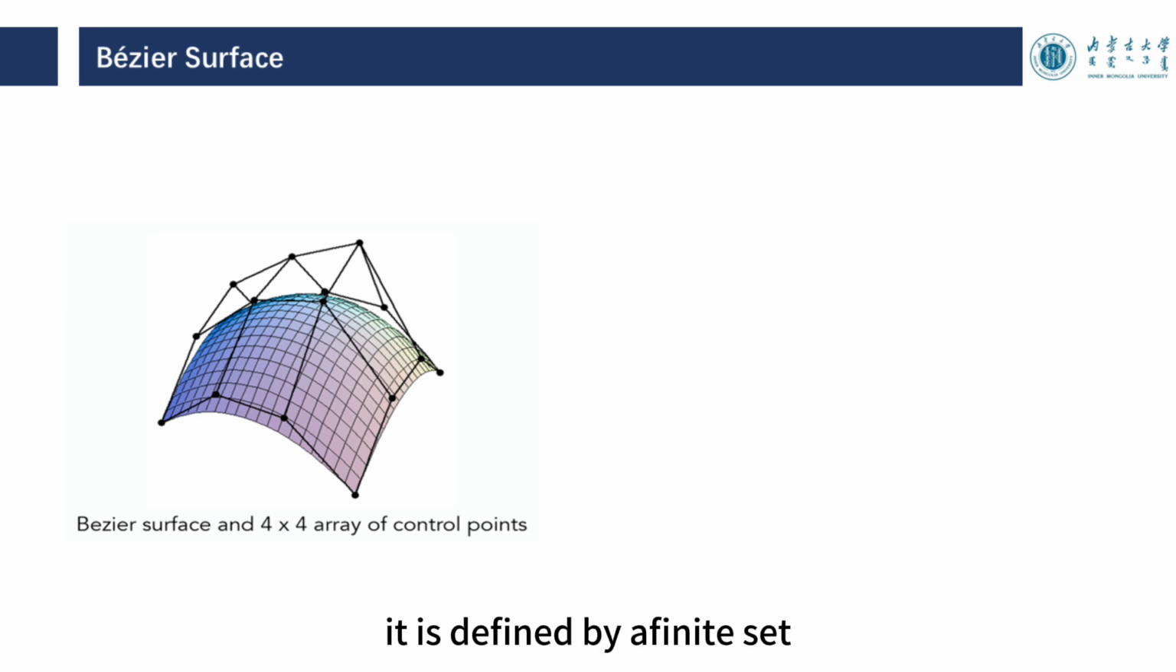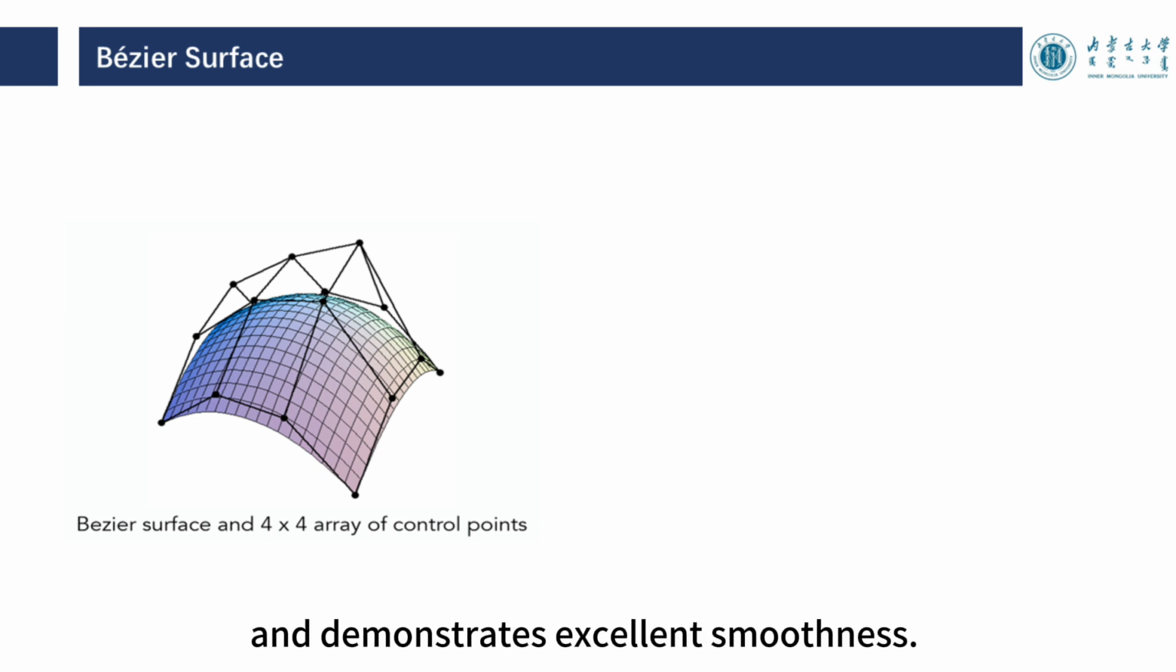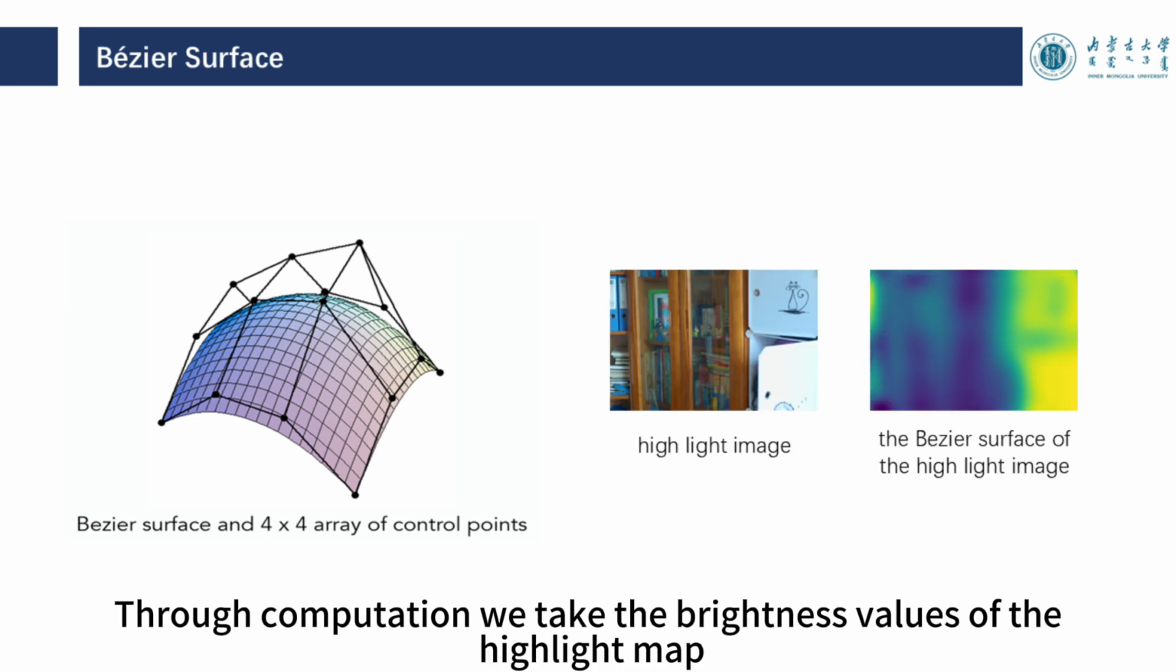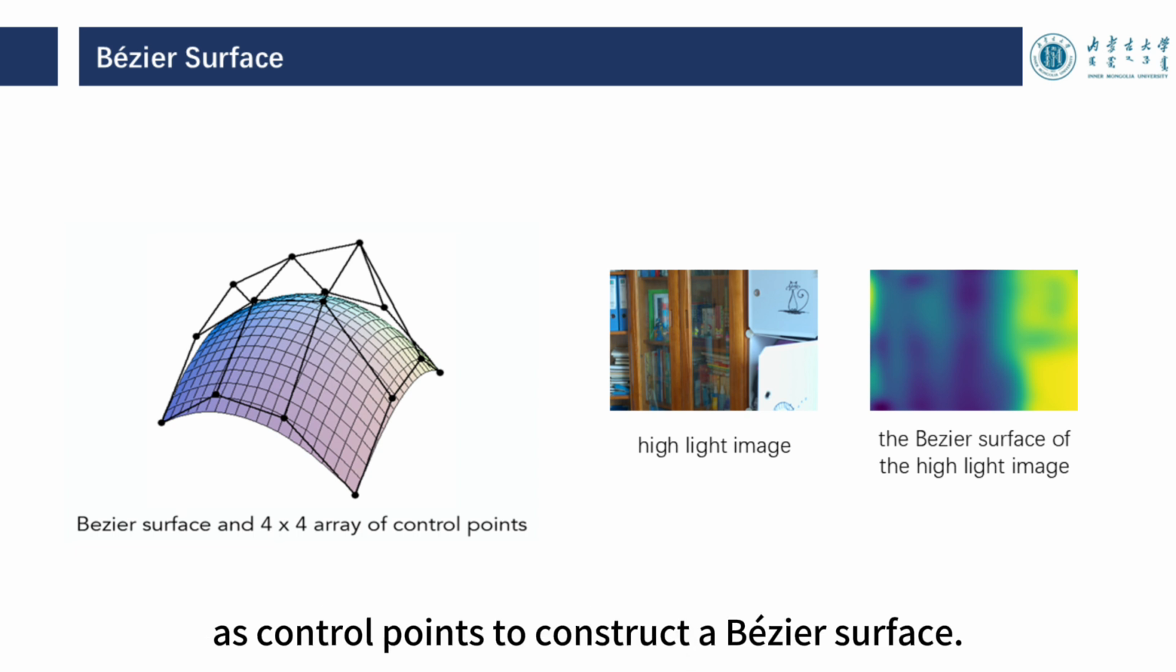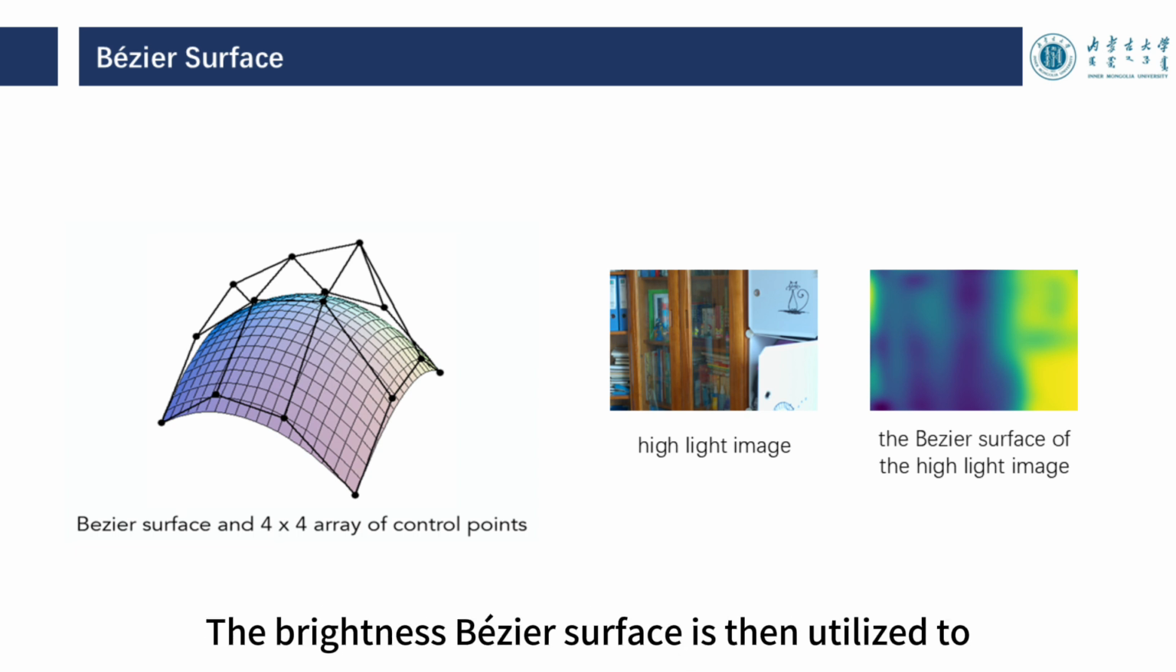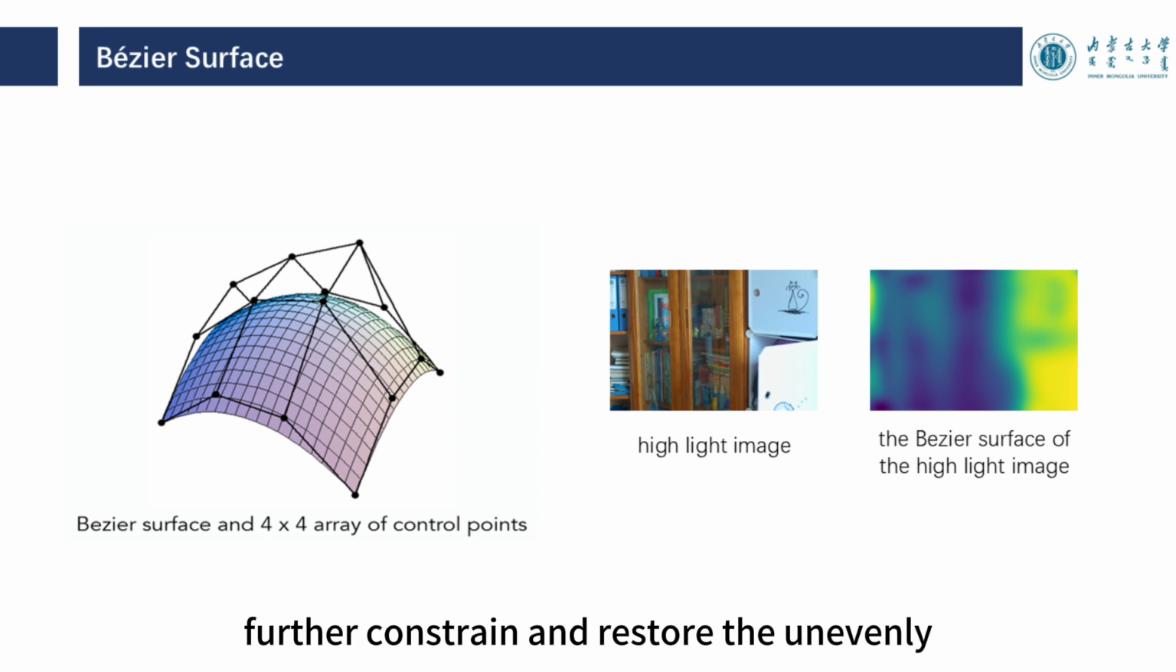It is defined by a finite set of discrete control points, exhibits smooth global continuity, allows local modifications without causing drastic global changes, and demonstrates excellent smoothness. Through computation, we take the brightness values of the highlight map as control points to construct a Bézier surface. The brightness Bézier surface is then utilized to further constrain and restore the unevenly illuminated regions.